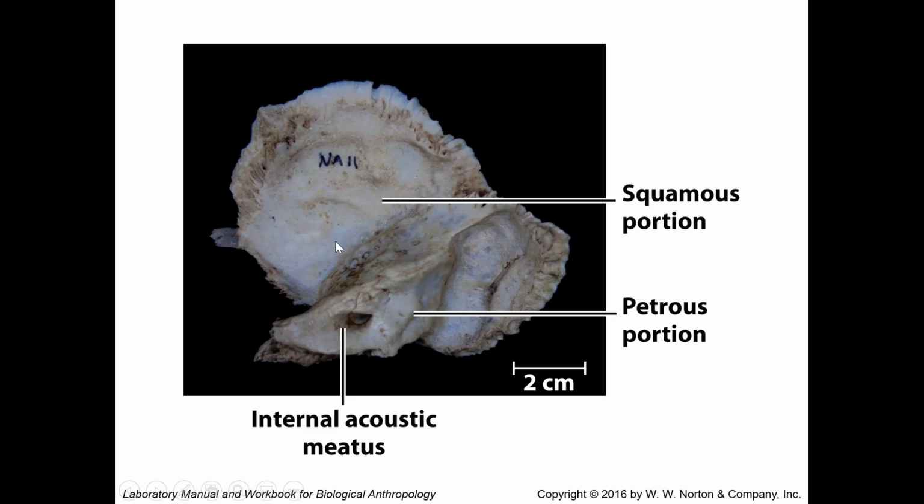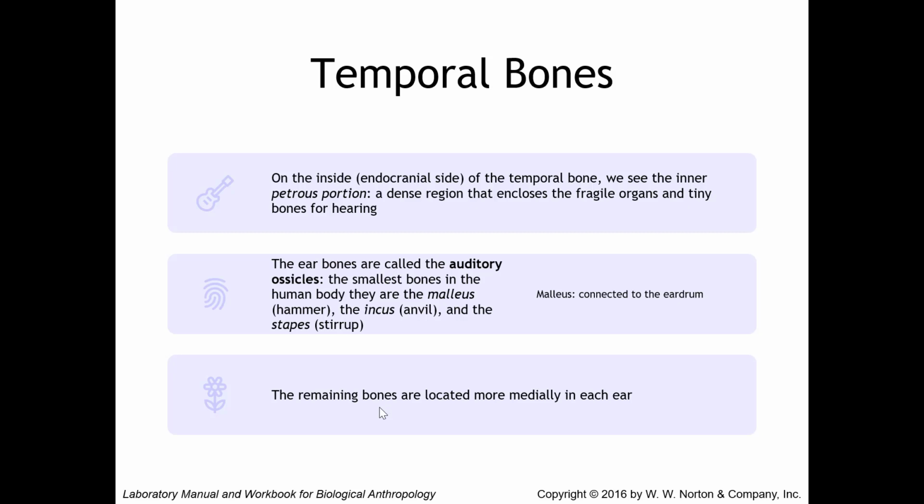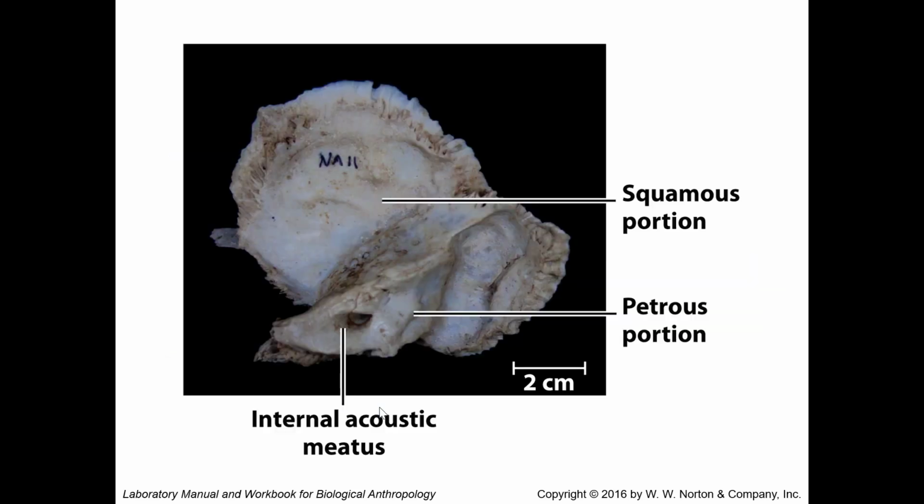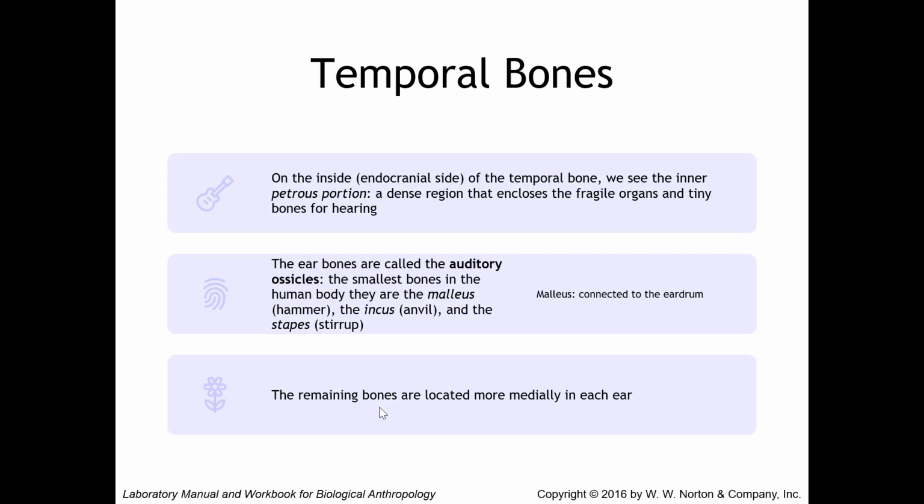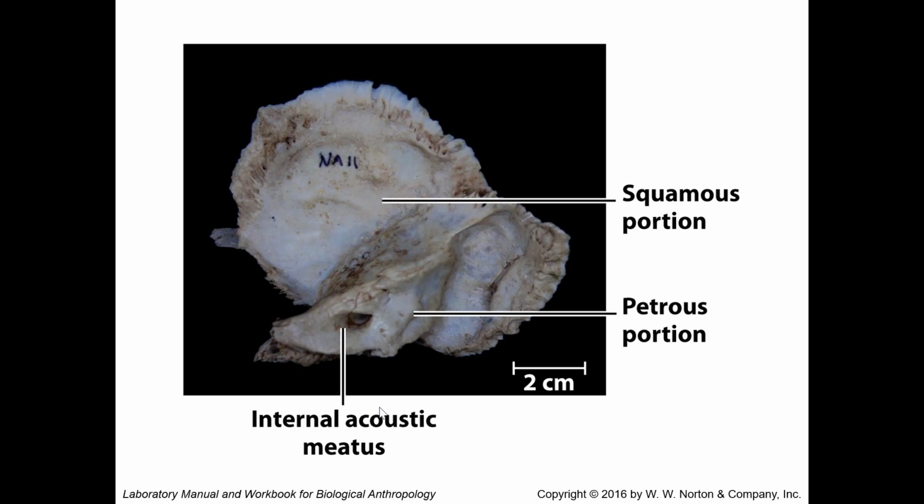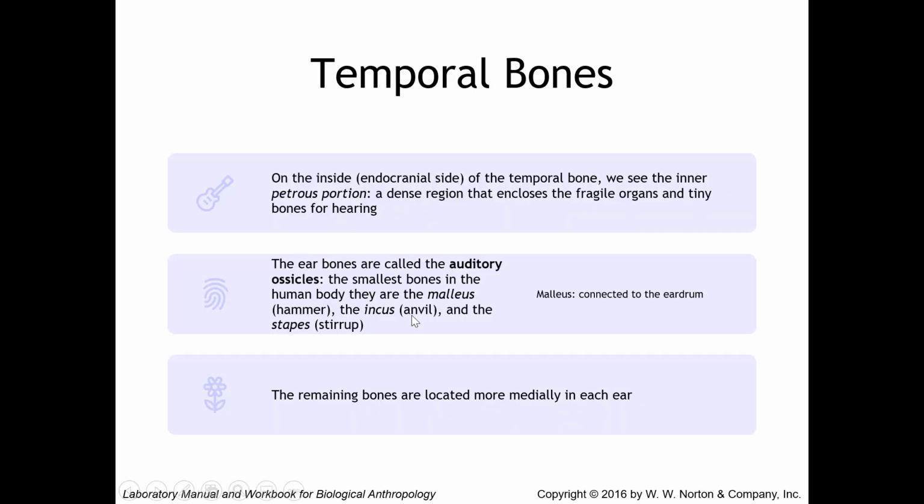So inside you can see the squamous portion, you've got the petrous portion down here, and this is an interior view of the internal acoustic meatus, because now it's on the inside. So on the endocranial side, we see the inner petrous portion, right? This is a dense region that encloses the fragile organs and tiny bones for hearing. Petrous just means pyramid. You can kind of see it has a pyramid shape. I don't know if you can see that very well.